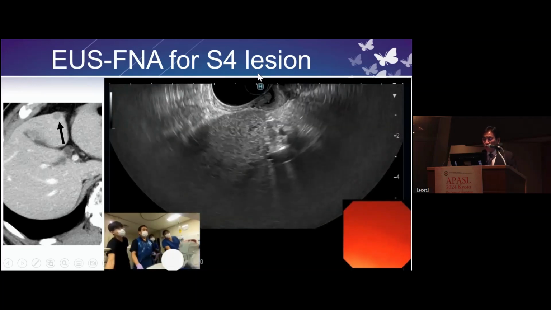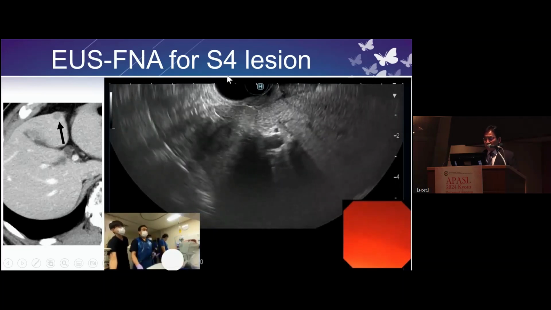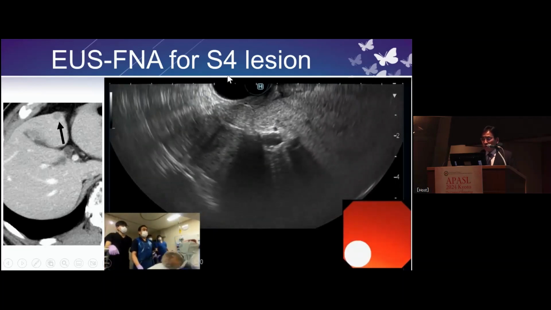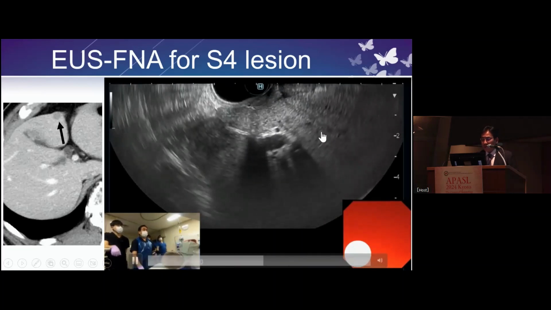Now, the balloon is too big because the probe is in the duodenum, and I pulled back the scope too much. Now short position. Here is the tumor. And from here, I puncture this region.